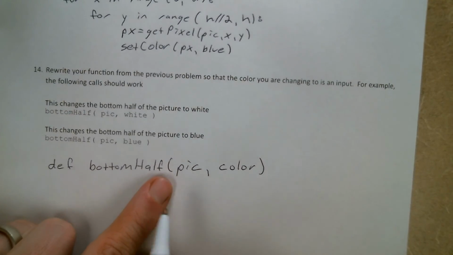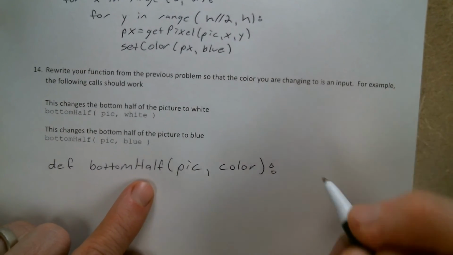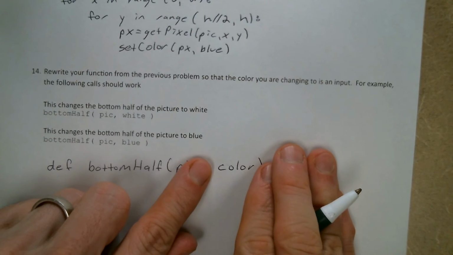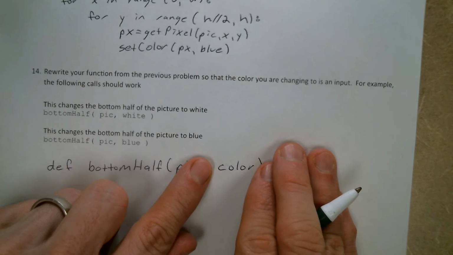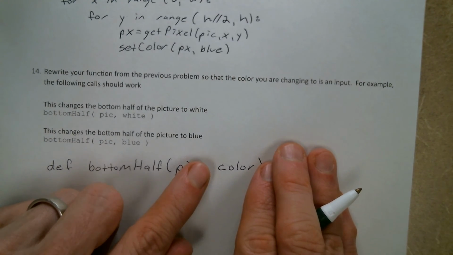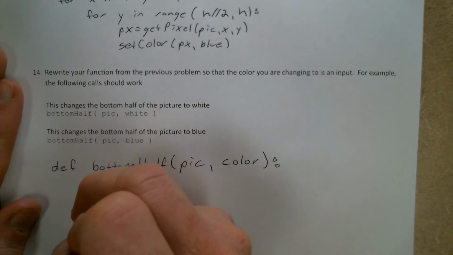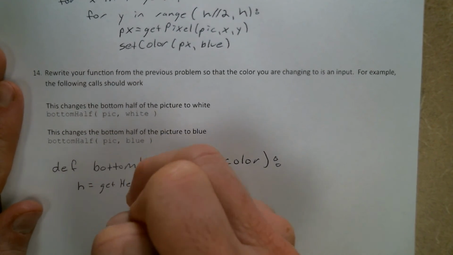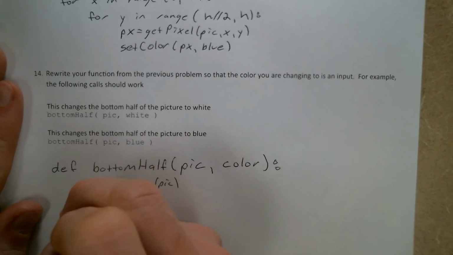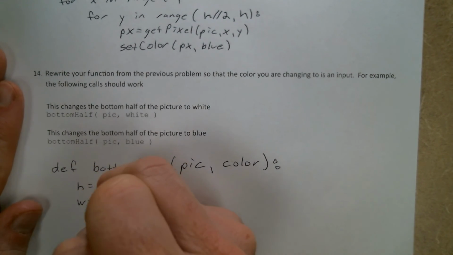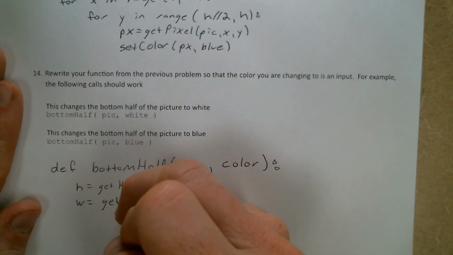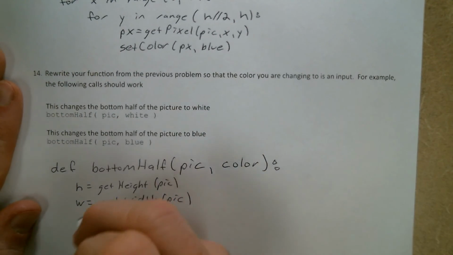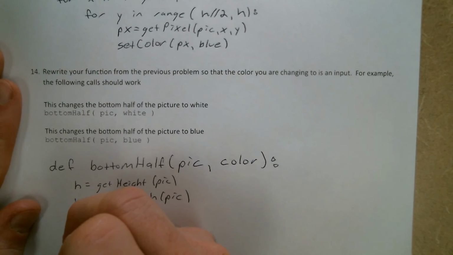All right, so when somebody calls my function, it's not enough just to send it a picture. It now needs to send it a picture and the name of the color that it wants it to shade. So the first part's going to be exactly the same. H equals get height of pic. W equals get width of pic. Loops are going to be exactly the same because I'm still just doing the bottom half.